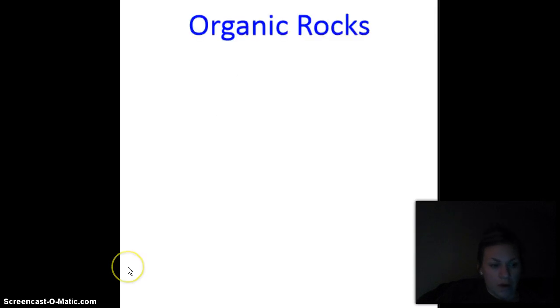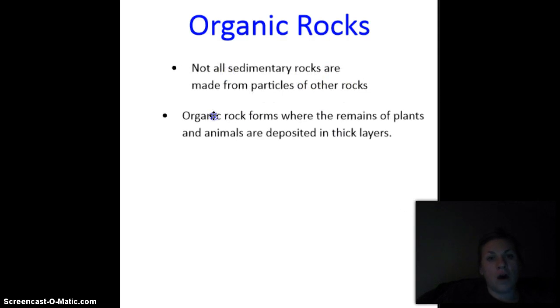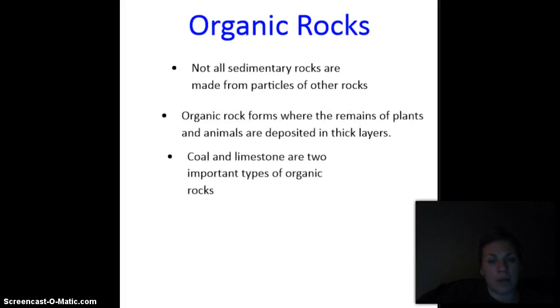Next up, we do have organic rocks. Organic rocks, they're not all made from particles of other rocks. Organic rocks are actually made from the remains of plants and animals. So this is decaying plant and animal matter. So that process of eutrophication, this is where you're going to see organic rocks being formed. Yes, that process has come up 3 or 4 times already.